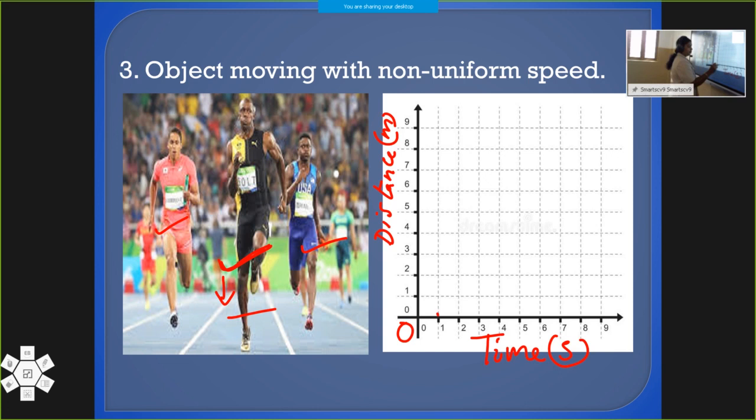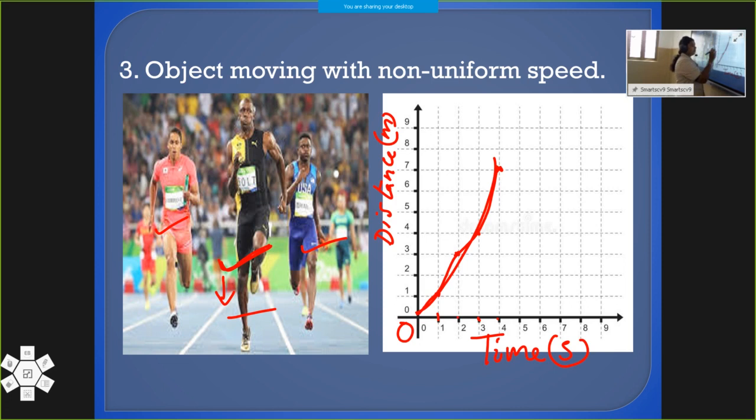If during the first second it covers 1 meter, then after 2 seconds maybe 3 meters, after 3 seconds maybe 4 meters, after 4 seconds maybe 7 meters, likewise. When you join these points, you will not get a straight line, you will get a curve. So the graph will not be a straight line.